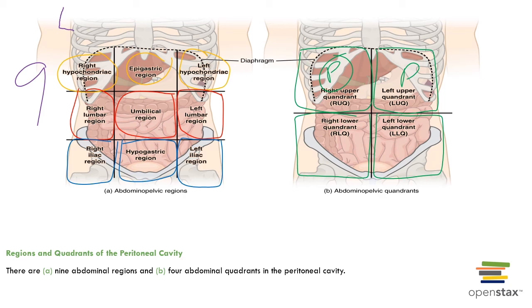So that's why it's important to understand the different regions and the different quadrants, so that when a patient comes in with pain in those regions or quadrants, you know what's in them and you can help diagnose what's wrong with them. So it is important to know the regions, the quadrants, but also what's in each region and what's in each quadrant.